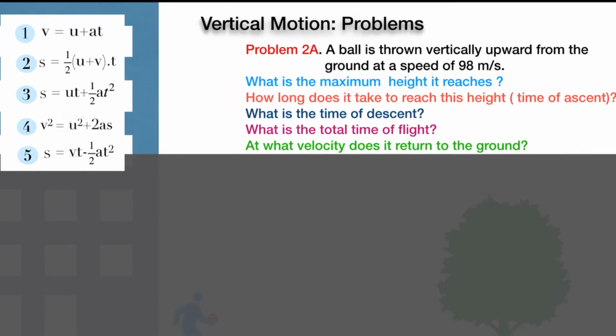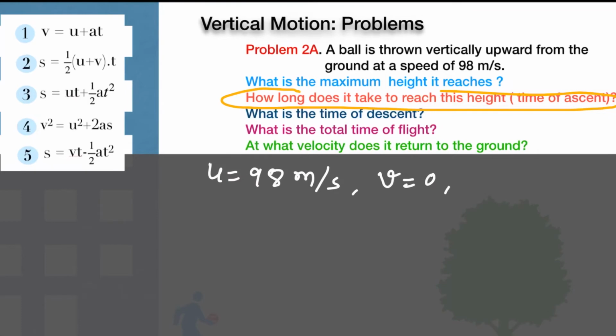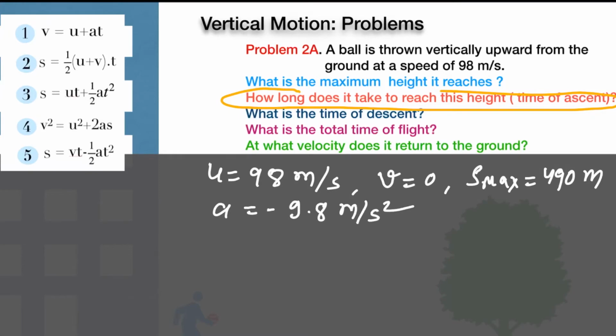So let's attempt part number 2. How long does it take to reach the height? So time of ascent. Here again let's put whatever we know. The maximum height which we just calculated in the previous part is 490 meters, right? And a is minus 9.8 meters per second squared. Now we have to find out the time of ascent, you can say TA.